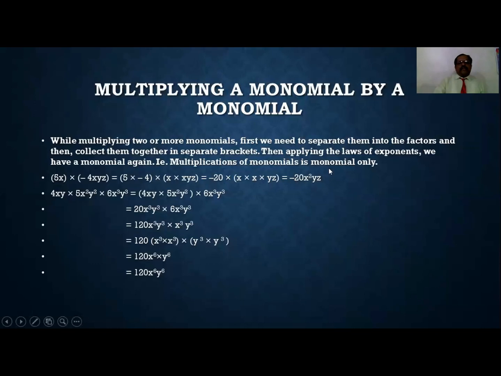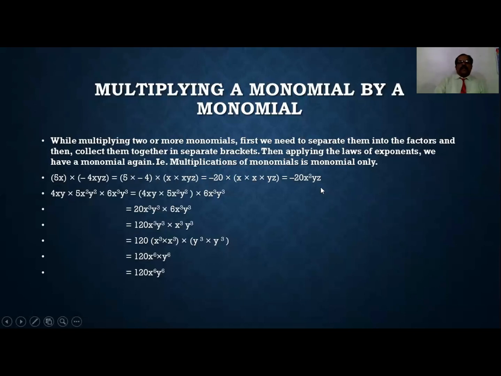In this way we have the product of the two monomials, 5x and minus 4xyz, as minus 20x square yz. So is it a monomial again? Yes. So we conclude that the product of two monomials will be a monomial only. This minus 20x square yz is also a monomial because it has only one term. Even though the variables are more than one, the term is one only, because it is not added to or subtracted from any other term. So we can call this a monomial.